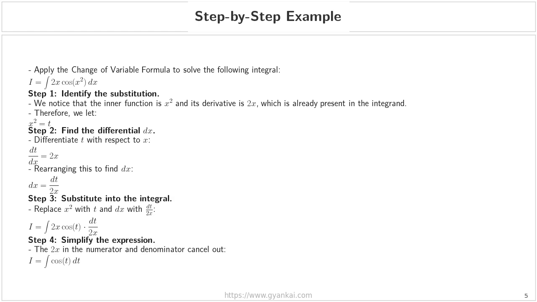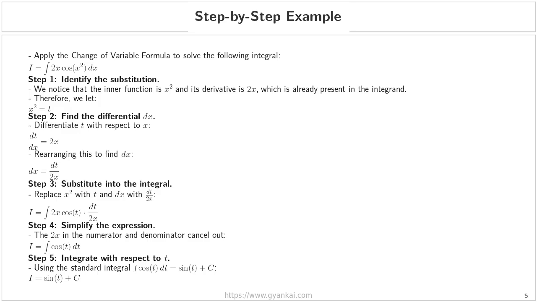Step 4. Simplify the expression. Look what happens next. Notice that we have a 2x in the numerator and a 2x in the denominator. These cancel each other out, beautifully simplifying the integral to just integral of cosine of t dt. See how choosing the right substitution can dramatically simplify things.